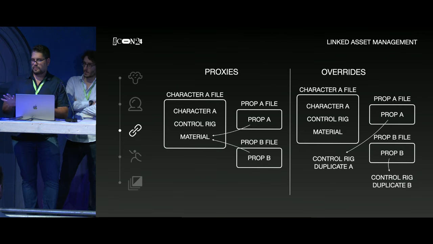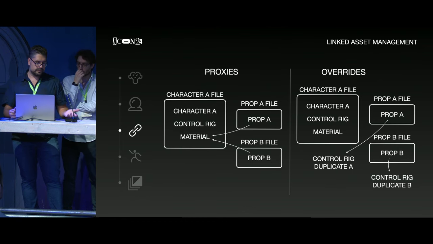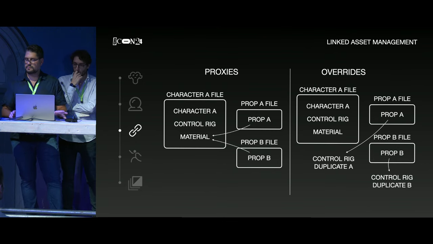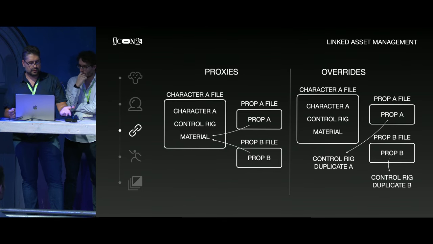As you can see here, proxies allowed multiple assets to share the same material and shading controls. For example, a prop held by a character could share the same material controlled by the character's rig, even if it was in a different file. With overrides, however, duplicates are created for different rigs. What happens usually is that when you try to make an override of prop A, since it's linked to another rig from another file, it will duplicate that too.